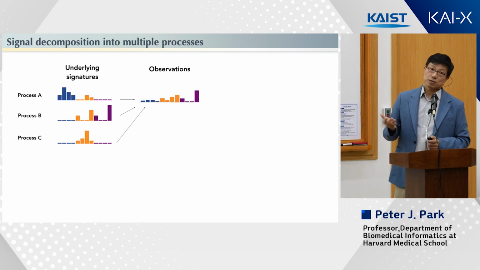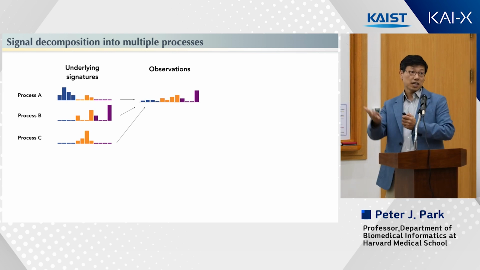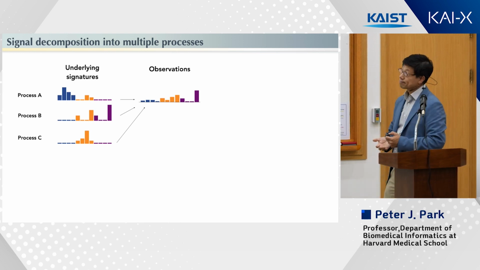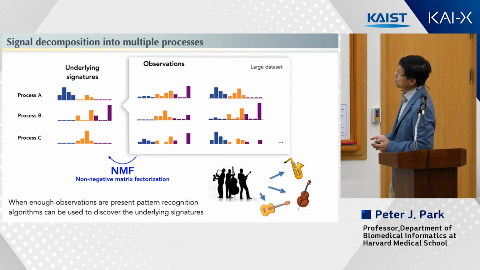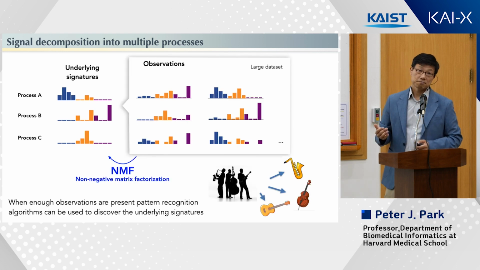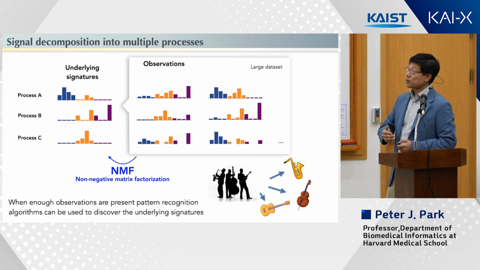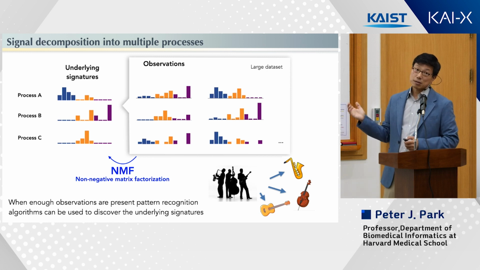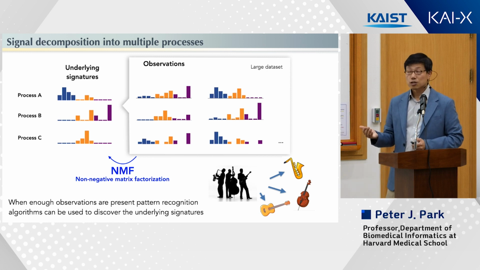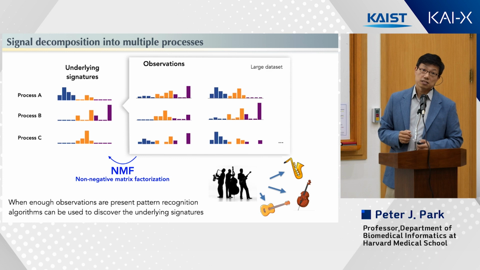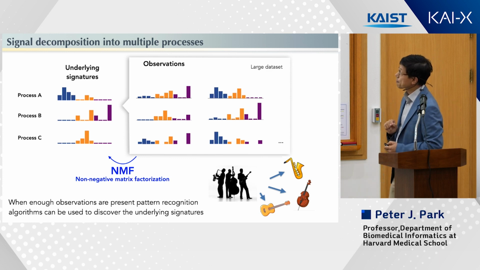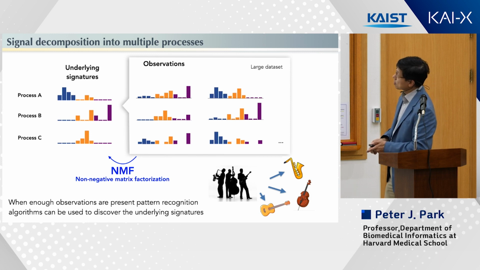Well, I can't figure out what those three processes are, right? Because I only have one sample and three possible processes. Okay? But if you have a lot of samples, okay? If you have 100 samples, 1,000 samples, you can actually start to tell which are the underlying processes. Okay? So that part is the mutational analysis part. Okay, so how does that work?